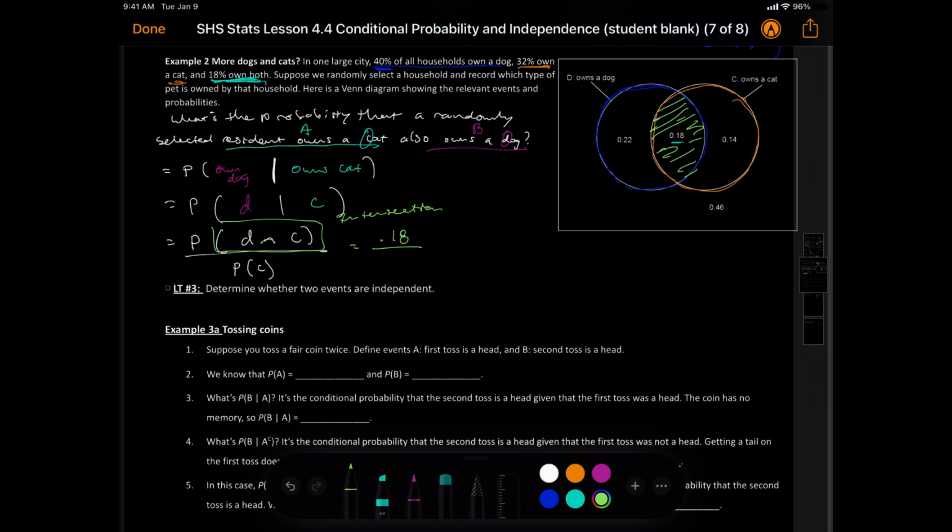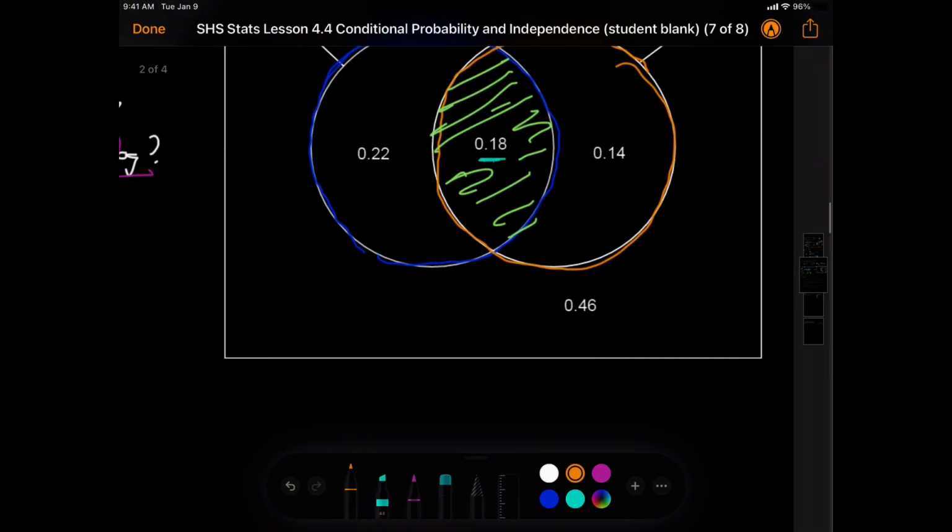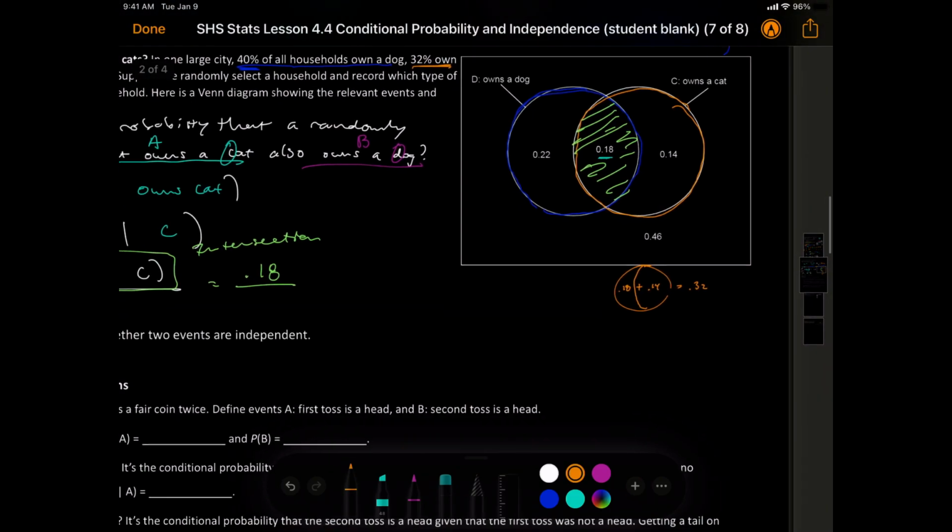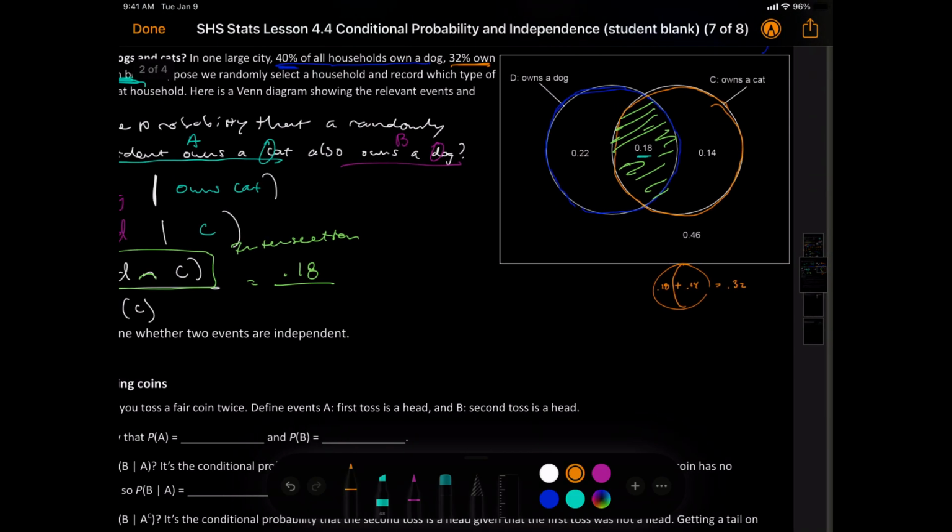Okay, what's the probability that they're a cat? Remember, cats, if you read it, is 32%. But in our Venn diagram, that is the whole orange circle. So I like to draw it like this, right? That's the 18 plus the 14. You add those two together, you're going to get 32%. Okay? So you can put 18 plus 14 there.